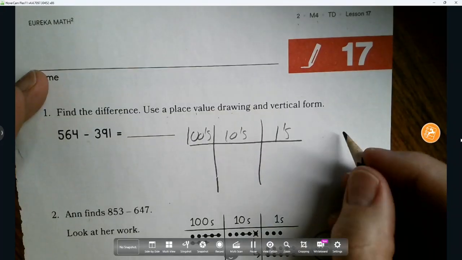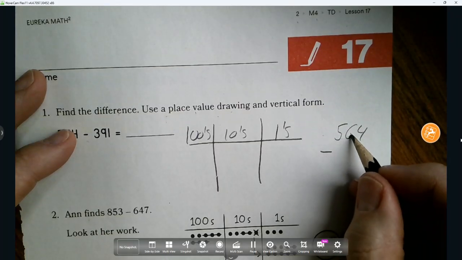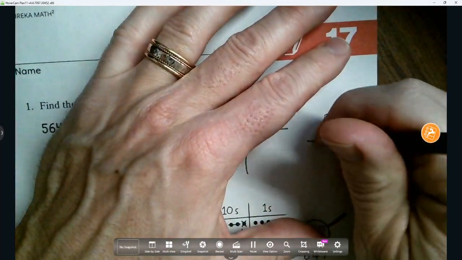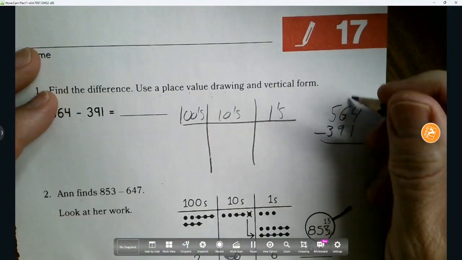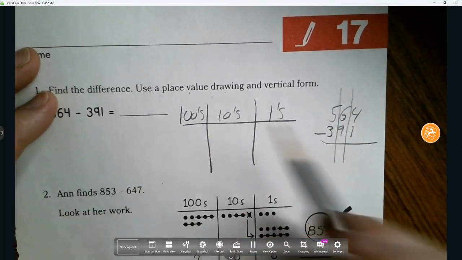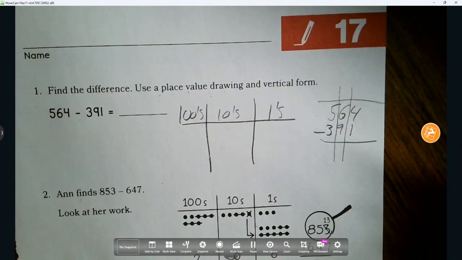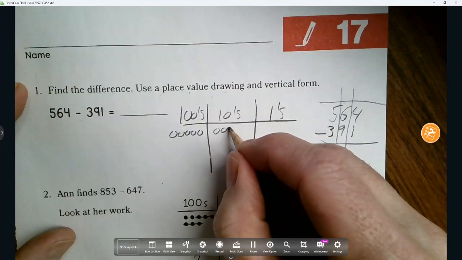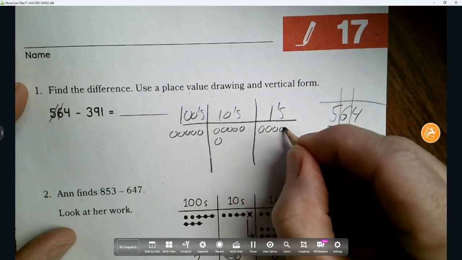In our vertical form, we have 564 minus 391. I'm sitting off to the side for some weird reason today, and apparently that's causing me not to be able to write. There we go. Remember, students, your numbers need to be nice and straight. Just like over here, it's the same thing. So we need to put 564 in there: 5 hundreds, 6 tens, and 4 ones.